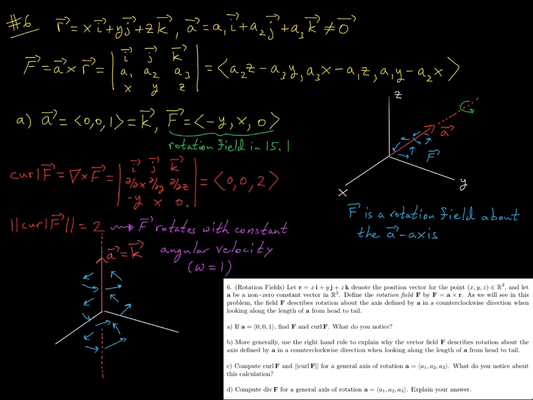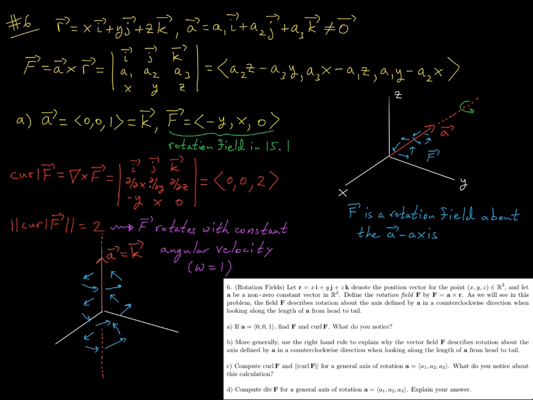Okay, so here's what we get. If A is 0, 0, 1, then the vector field F is just minus y, comma x, comma 0. Ignoring the k component for the moment, this vector field minus y, comma x in the xy plane is just the rotation field that we defined in section 15.1. This makes sense based on what this vector field F is doing more generally, right? Here it's just describing rotation about the k-axis in the xy plane.